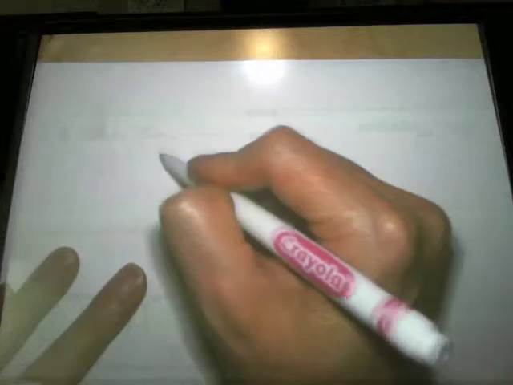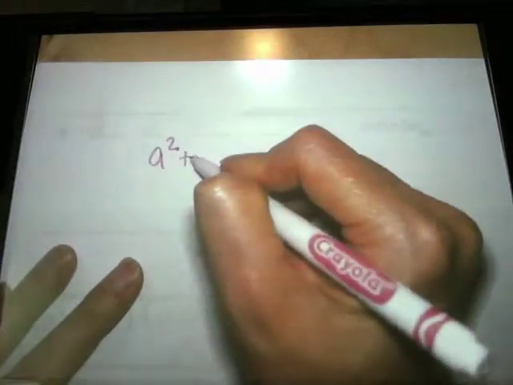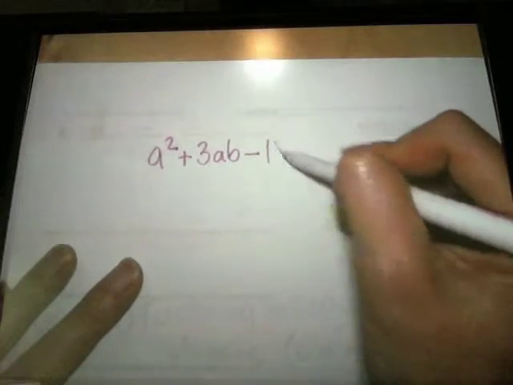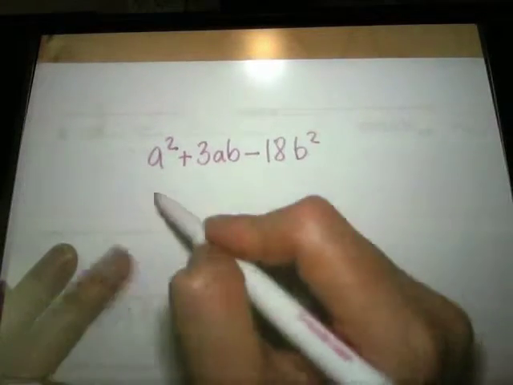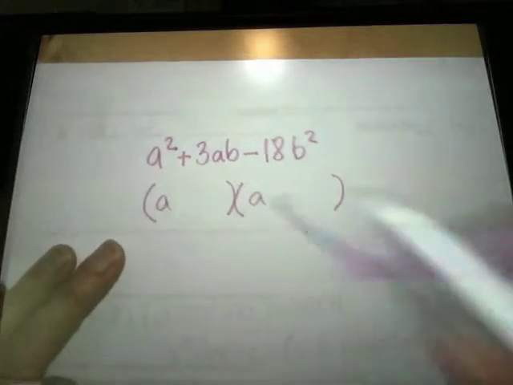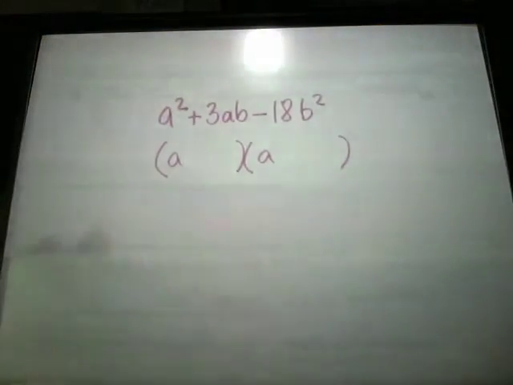Let's throw in a couple extra variables, just as practice. a squared plus 3ab minus 18b squared. Again, the a squared at the beginning is probably the easy part. The only way to get a squared is a times a.